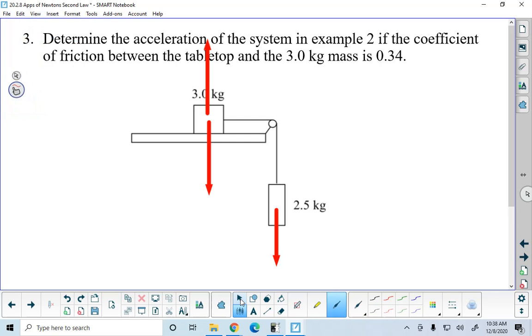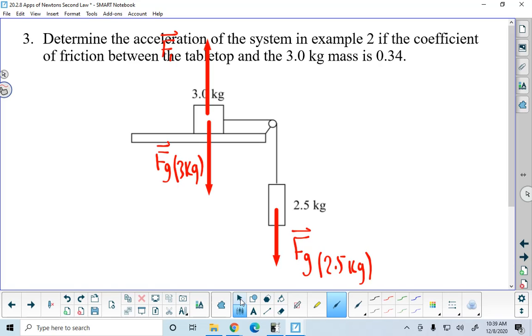So far this looks like the free body diagram for question 2. This is the force due to gravity on the 2.5 kilogram mass. This is the force due to gravity on the 3 kilogram mass. The force that I've got on the top is the normal force, but now we also have a force of friction.